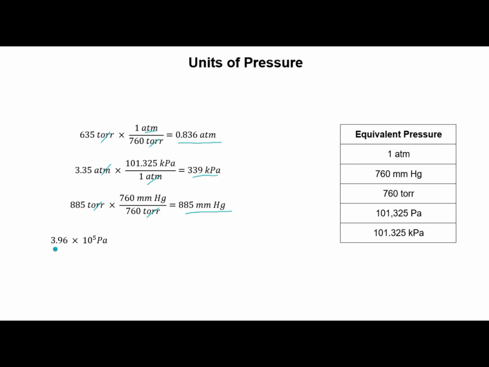This time, let's start with Pascal. So let's start with 3.96 times 10 to the 5th Pascal, and let's convert this to torr. Here is my conversion factor, writing it so that my Pascal cancels, and I get 2.97 times 10 to the 3rd torr. As we are working with gases, it is going to be important that we can quickly and easily convert between units of pressure.